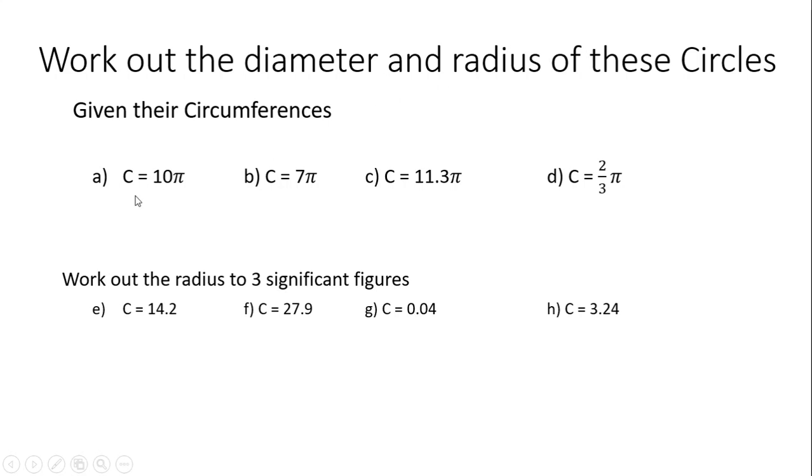Okay? And then in the second part of these questions, I gave you the circumferences as number values, not in terms of pi. So these ones are going to need to be rounded to 3 significant figures. Once again, working out the diameter and the radius for all 8 questions. Okay, go ahead and give that a go now. Hit pause and hit play again when you're ready to see the answers.